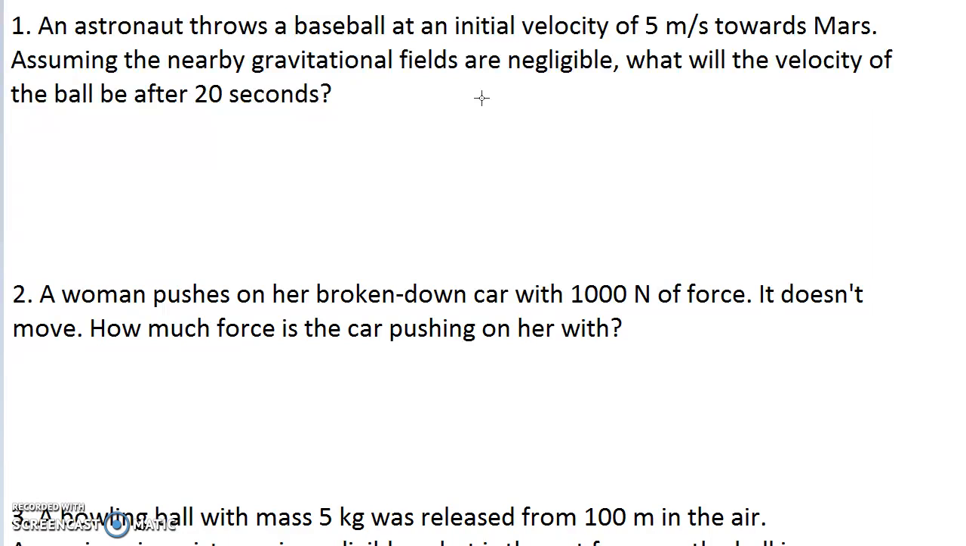Well, if we look closer, there really isn't a net force on this ball, because at first the astronaut throws the baseball, right? And that expends a force on the ball, but after the ball is released, there is no net force. We can discount any air resistance because, well, in space there is no air. And since we can discount gravitational fields, there is no force of gravity in any direction.